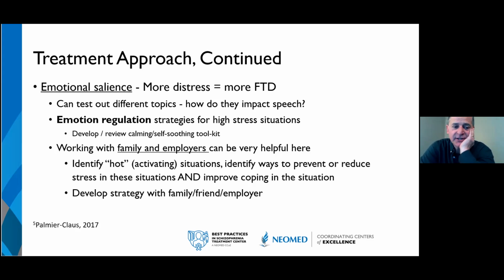If that's the case, and it often is, back to our emotion regulation strategies. Val talks about a calming self-soothing kit, developing some strategies that can be used in the moment and then just more regularly too, to kind of keep that activation level lower. And this is a place where family and workplaces can be really helpful, in terms of identifying hot situations and ways to manage it. One of our counselors in another agency was working with an individual who was having delusional thoughts at work that was a bit disruptive.